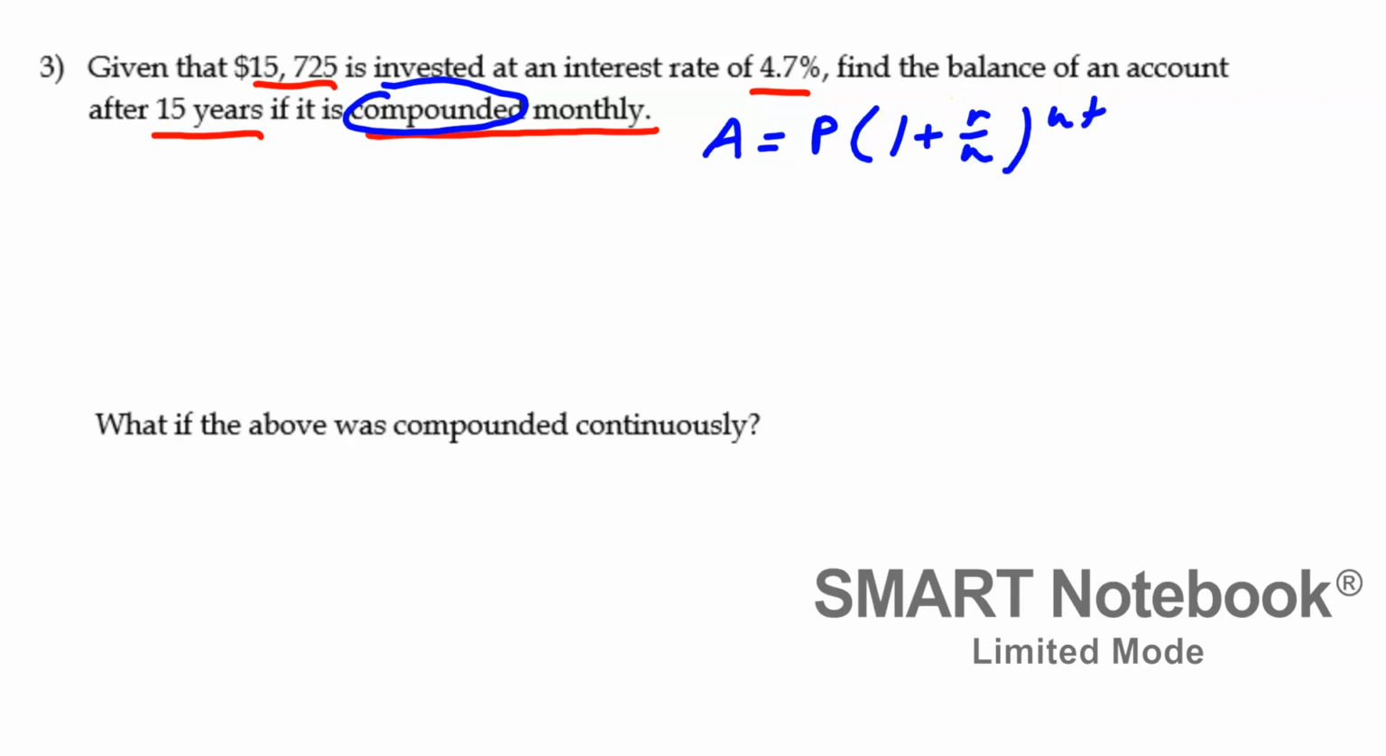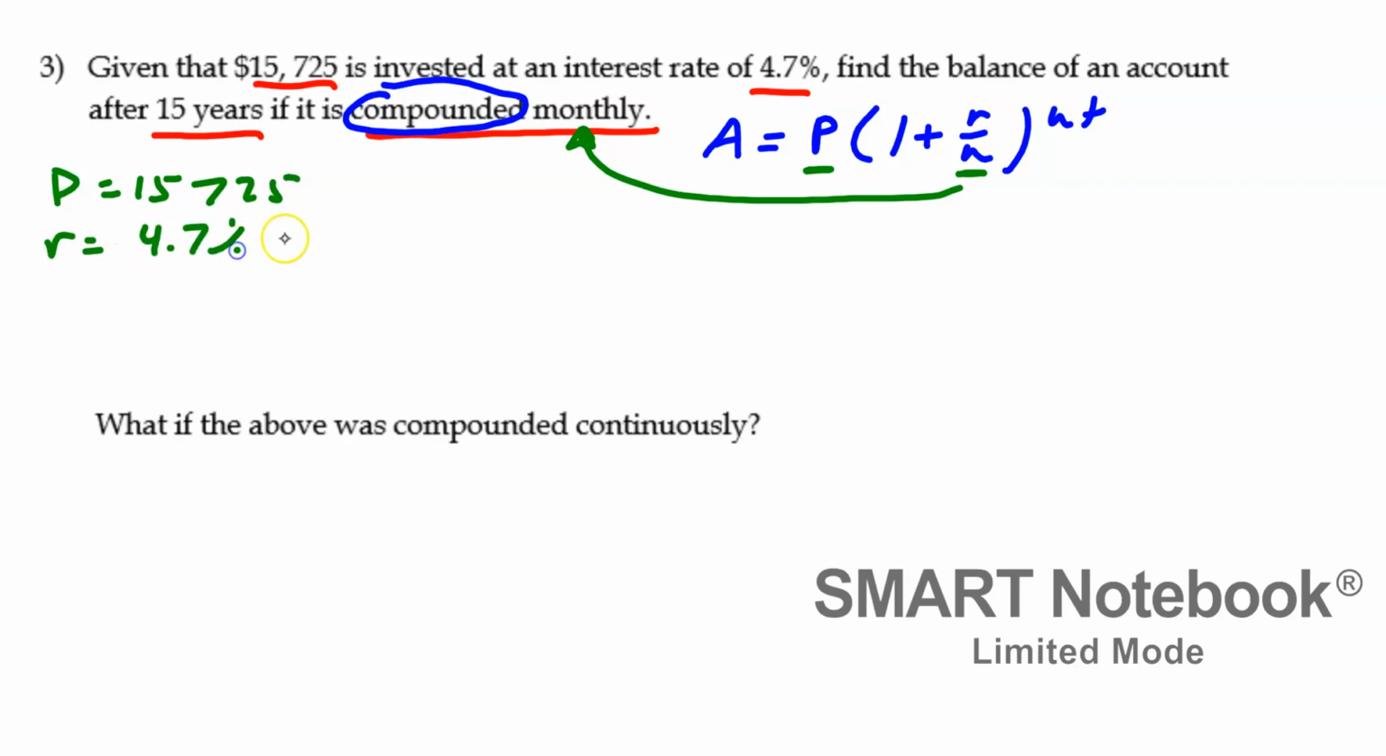And the meanings: P represents your initial value, r represents your rate or your percent, n represents the number of times you're compounding the money per year, and t represents time. So let's think about what we have here. The initial amount that we start with is the $15,725. The r is the rate that we're dealing with, 4.7%, which if written as a decimal, you move the decimal over twice to the left, so that's 0.047.